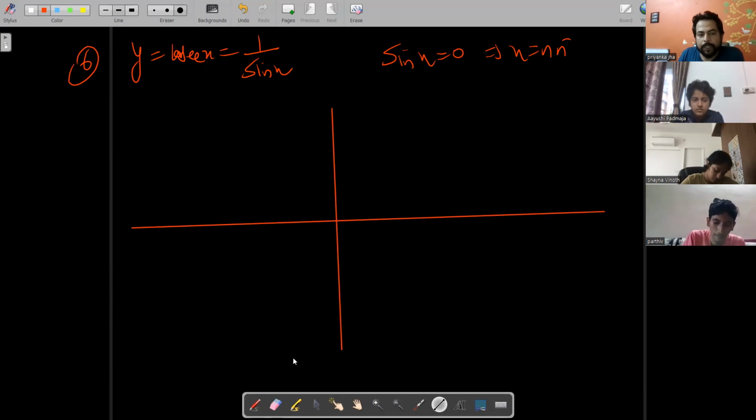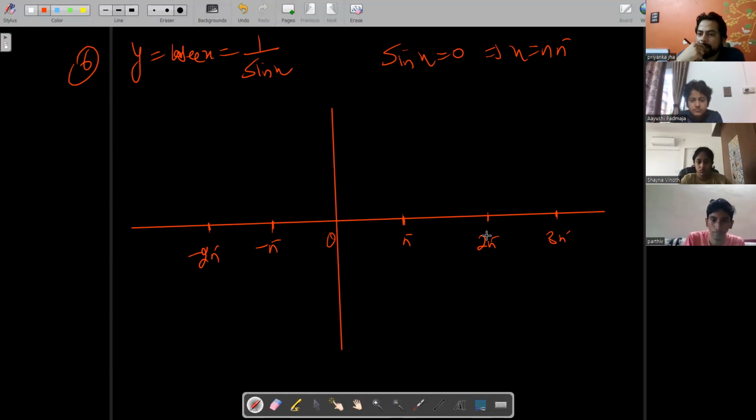It will be like this: 0, pi, 2 pi, 3 pi. This is minus pi, minus 2 pi. Now you can see one thing. At 0 you can see 1 by sin 0. Sin 0 is 0, na, so 1 by 0 is infinity. And at pi, so this graph will be like this. And here, this is pi by 2. So at pi by 2, sin pi by 2 is 1. So 1 by sin pi by 2 is 1. So cosec will be 1. So the graph will be like this.